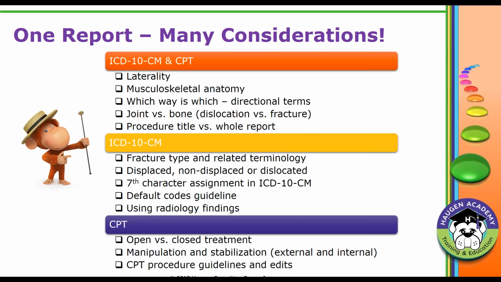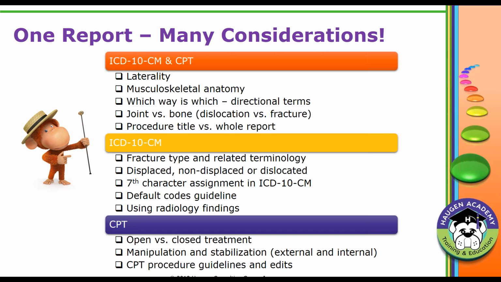Here are the topics that we are going to consider today, again from that single operative report. For the ICD-10 CM and CPT codes, we're going to need to know laterality. We're going to need to know our musculoskeletal anatomy, and some directional terms, so which way is which. We're going to need to know if it's a joint or a bone, so it could be a dislocation versus a fracture situation. Procedure title versus the whole report: do we code from the procedure title? Probably not. We'll probably need to look at the whole report.